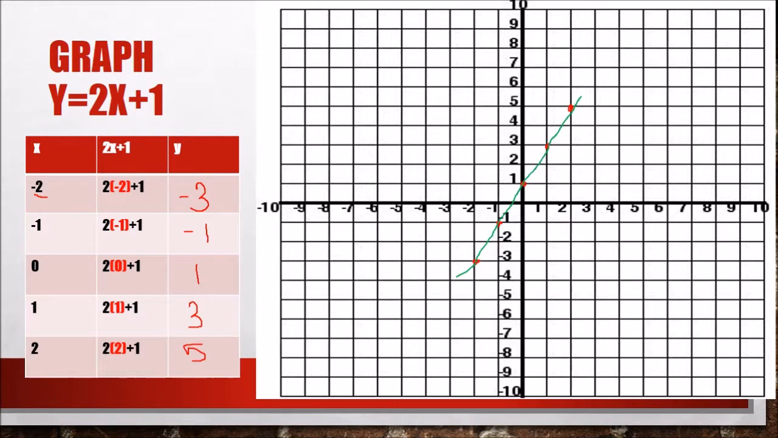And I used these coordinates to graph my line over to the left. I went over to negative 2 on the x-axis and down to negative 3. I plotted. I went to negative 1 on the x-axis, down to negative 1 on the y-axis. I plotted. When x was 0, I plotted 1 on the y-axis. When x was 1, I plotted 1 and 3. And last but not least, it was 2 and 5. And as you see, this way I was able to graph my linear equation.